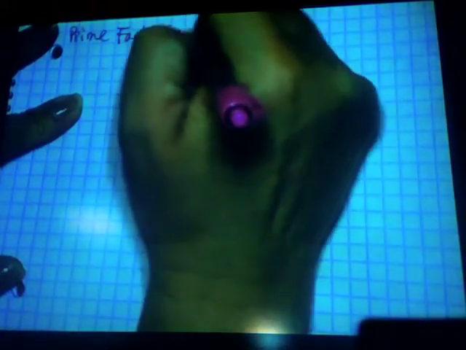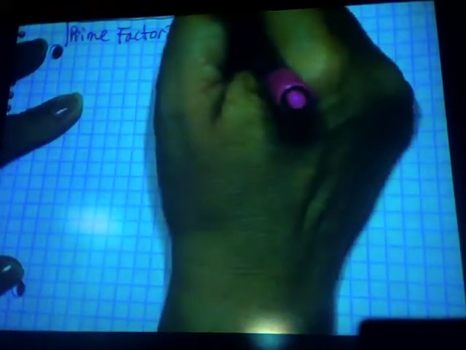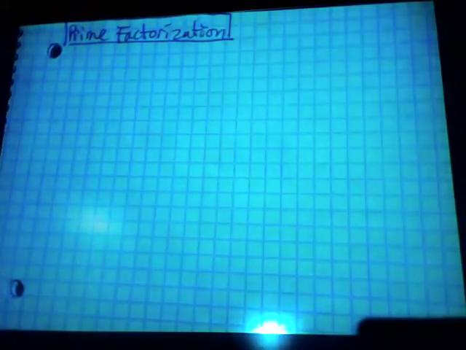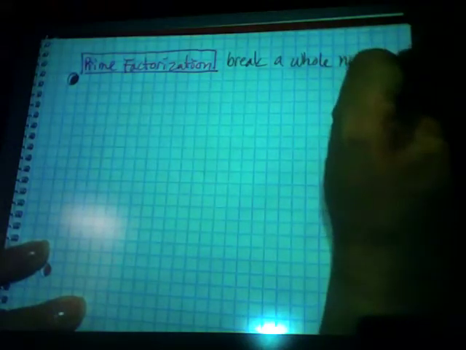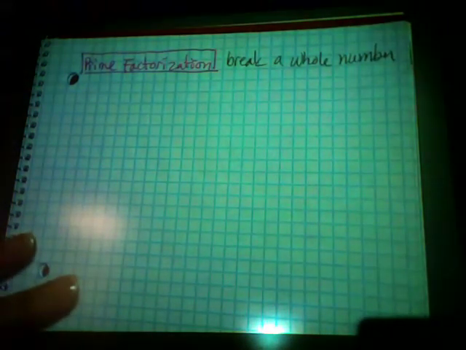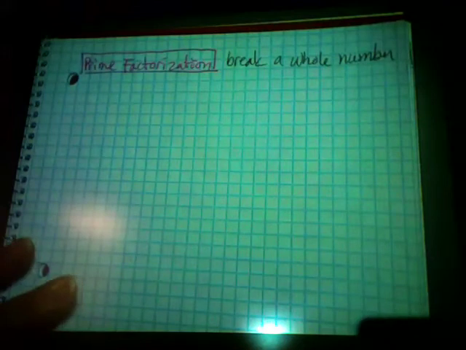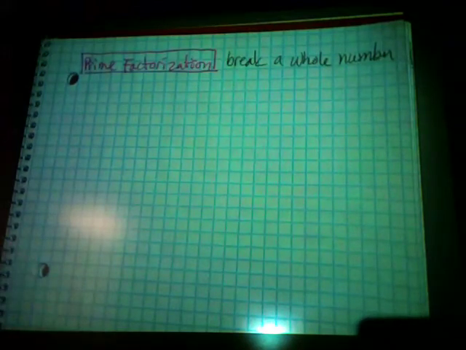So prime factorization. Some of you do it correctly, some of you don't. So let's talk about it. If you're asked to prime factor a number, that means that you are going to break that number down. So you're going to break a whole number. We will factor some negatives, and I'll show you how to factor a negative, but a whole number is 0, 1, 2, 3, 4. You're not going to prime factor decimals or fractions.